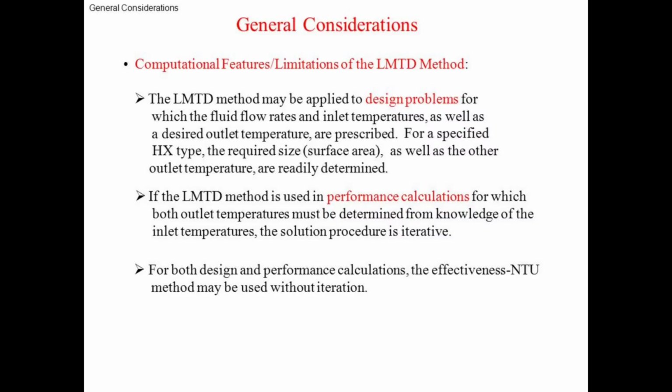The NTU method requires three parameters, that is, the heat capacity ratio, effectiveness, and number of transfer units. The heat capacity ratio is defined as the ratio of minimum heat capacity rate to maximum heat capacity rate. The effectiveness is defined as the ratio of actual heat transfer to maximum possible heat transfer. The NTU is a measure of the size of the heat exchanger.